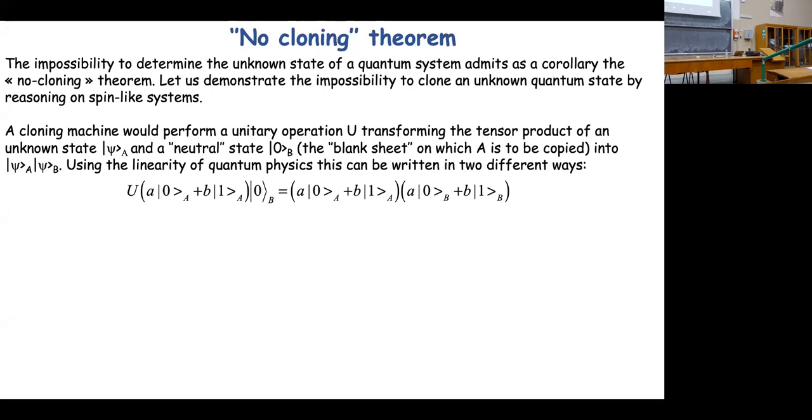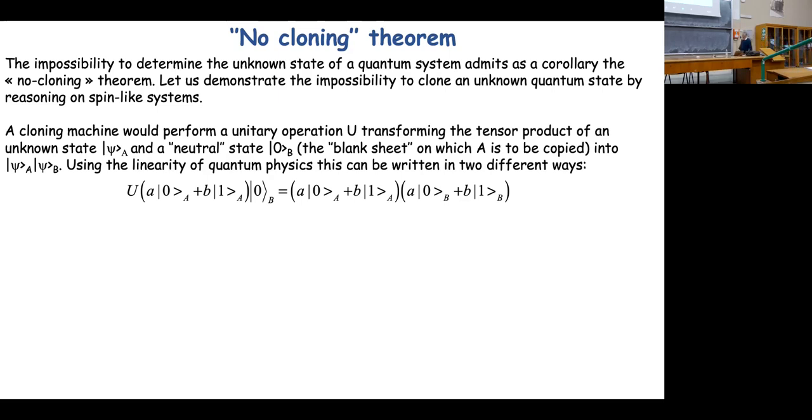The analog in quantum physics would be to start from any linear superposition, for instance, of 0 and 1. This is a blank sheet, 0. And in the end, you get twice the initial quantum state. So you have the original and the copy.